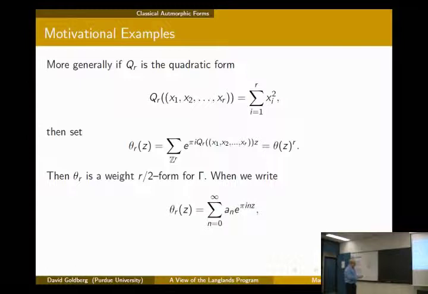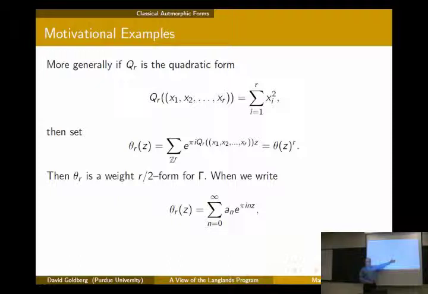And now if I write out its Fourier expansion this way, now it has a very interesting interpretation. Right? So for a given n, the coefficient here is the number of ways to write n as the sum of r squares. And these are so-called Waring-type problems that people are actually quite interested in.